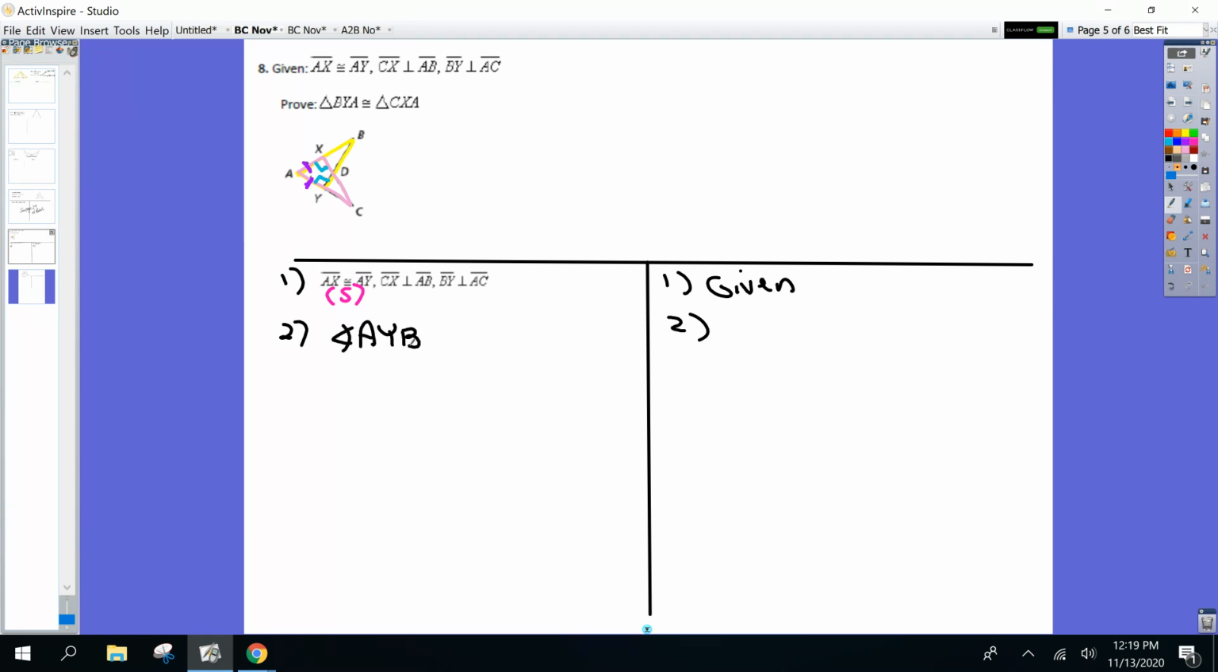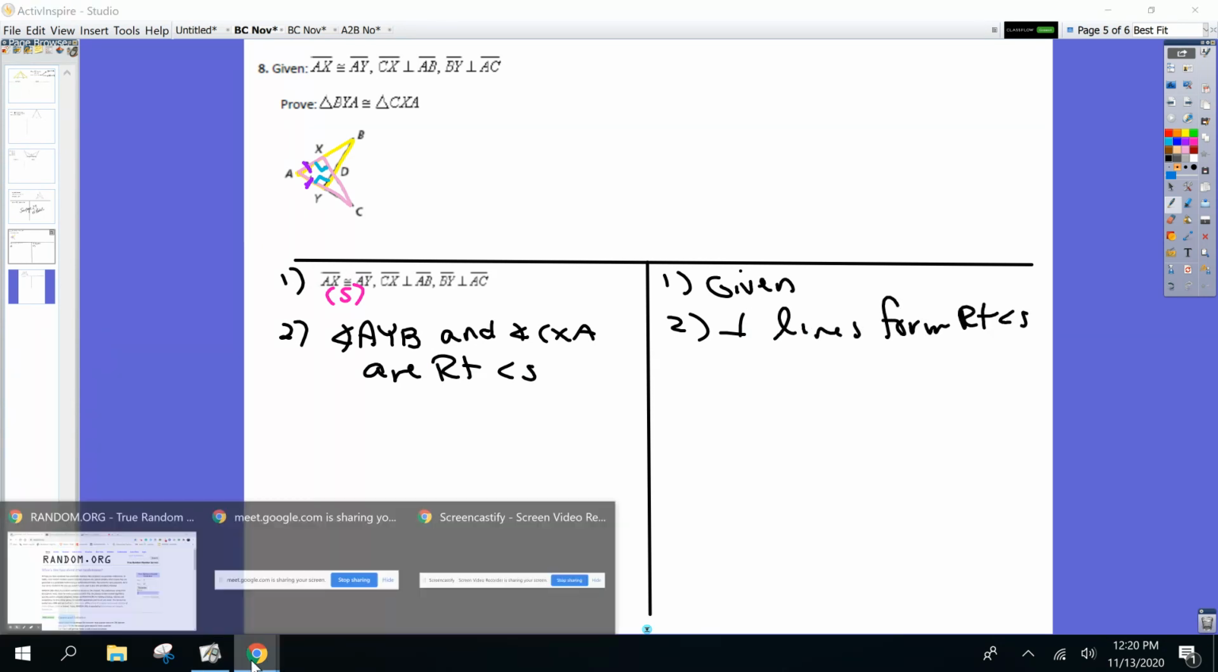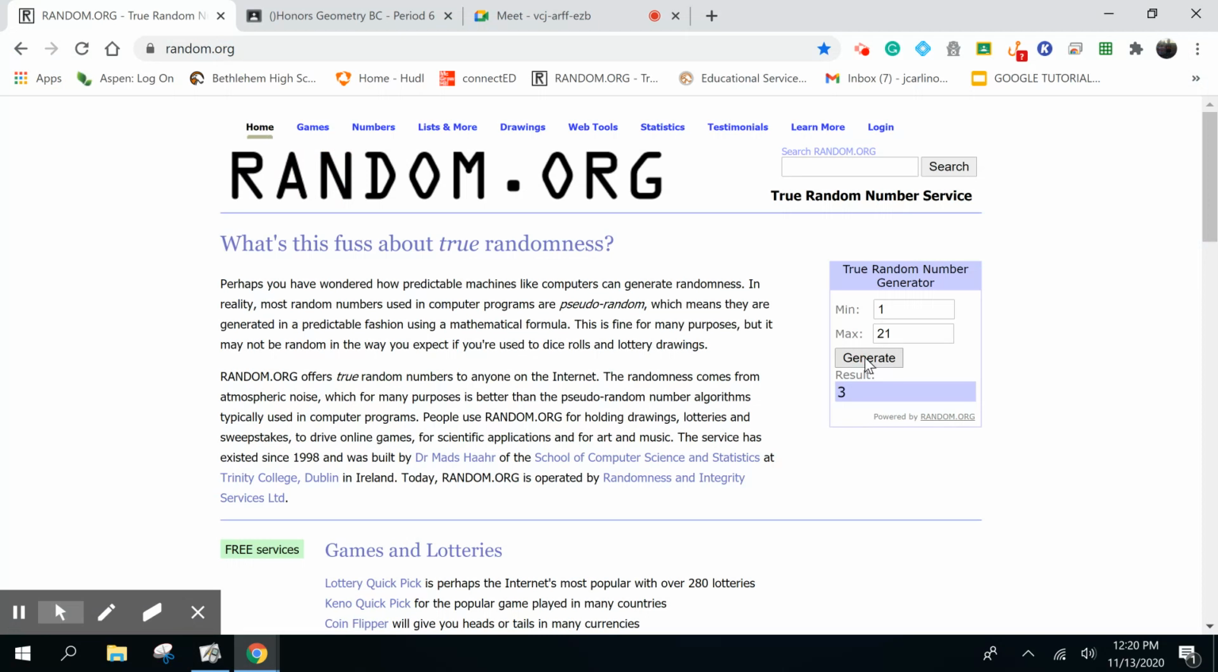And notice Niall didn't fall into the trap. I marked them on your diagram. That doesn't mean they're in your proof yet. So angle AYB and angle CXA are right angles. Perpendicular lines form right angles. All right, keep going. What else do you want to say? What else should we write down here?